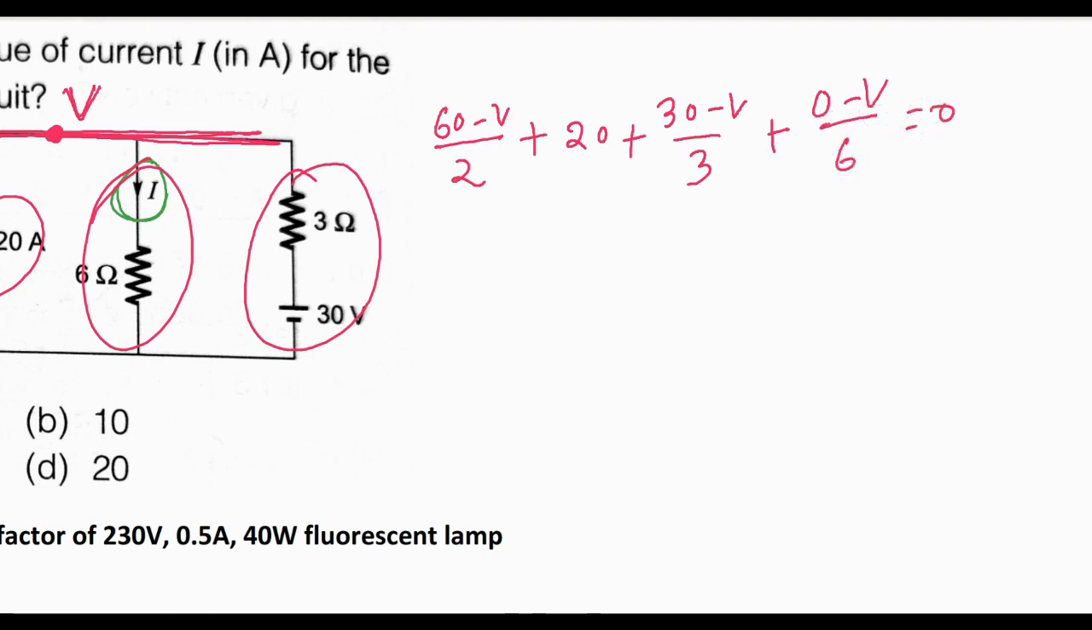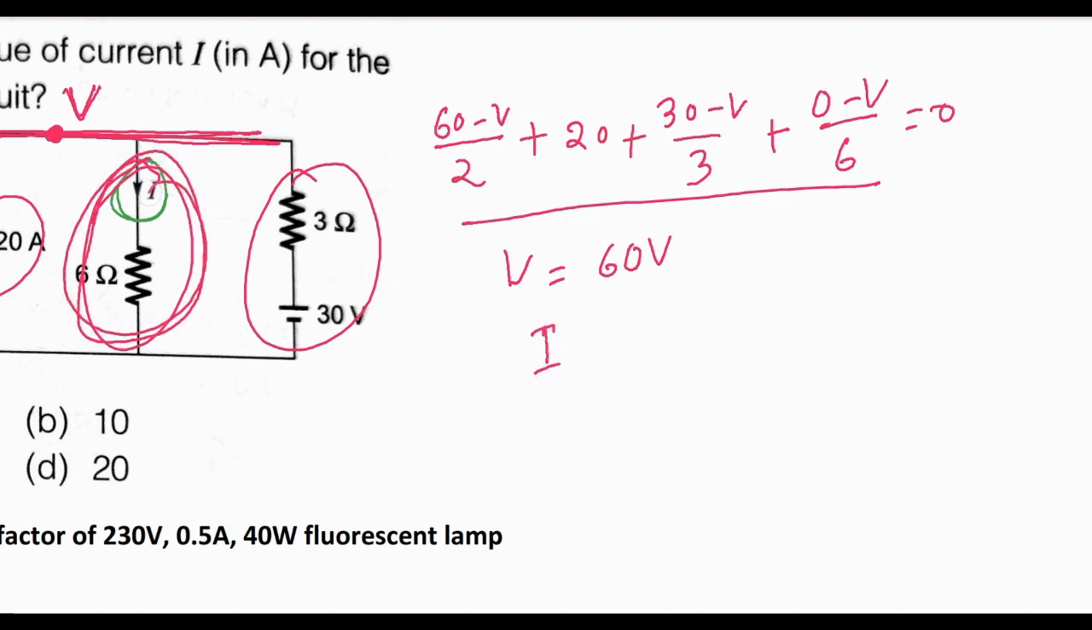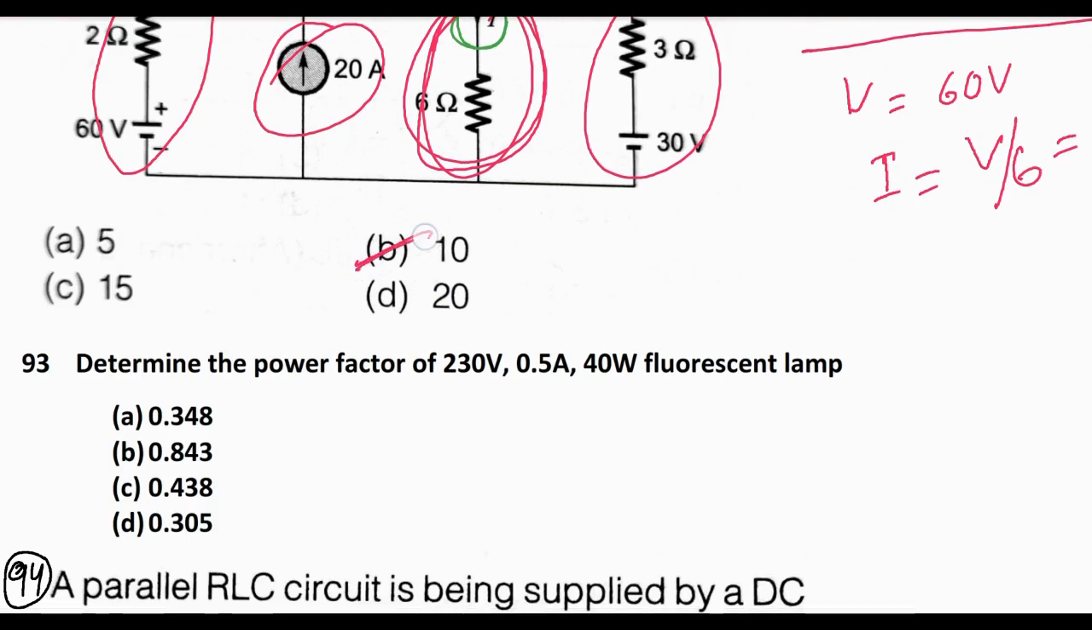And I am solving for V, and V comes to be 60 volt. I am not solving the whole thing, I am directly writing V is equal to 60 volt, because this is very easy and can be solved very easily. So what will be the I? Here I will be V by 6. So this will be 60 by 6, this will be 10 ampere. So here the answer is 10.